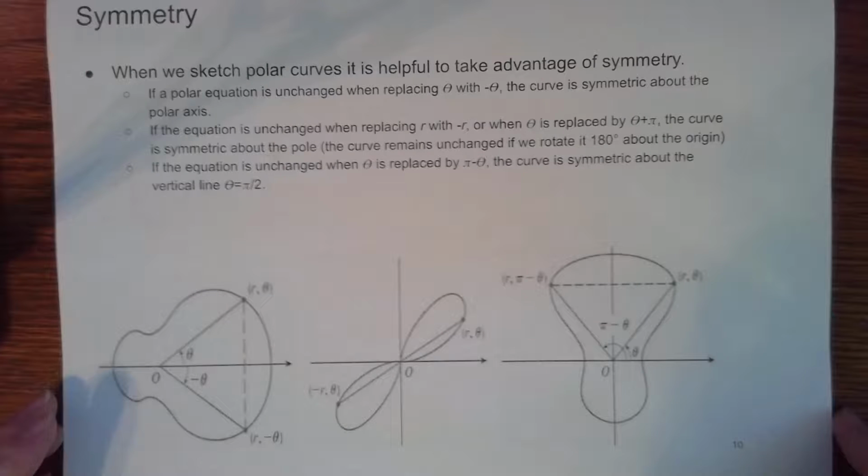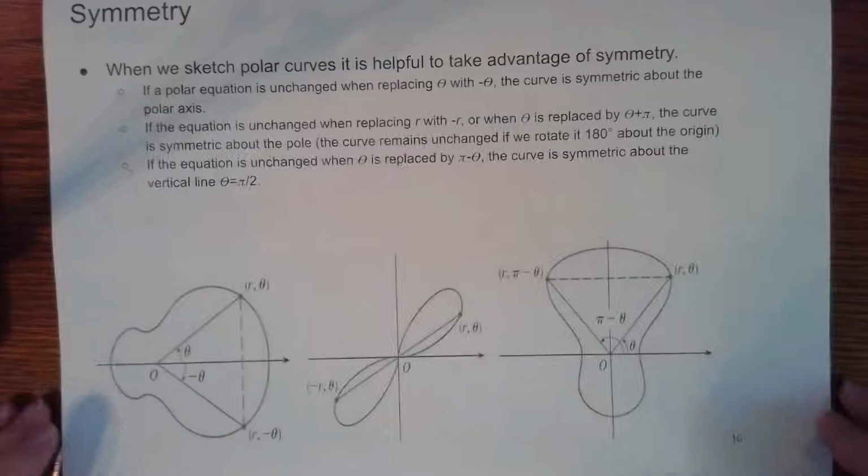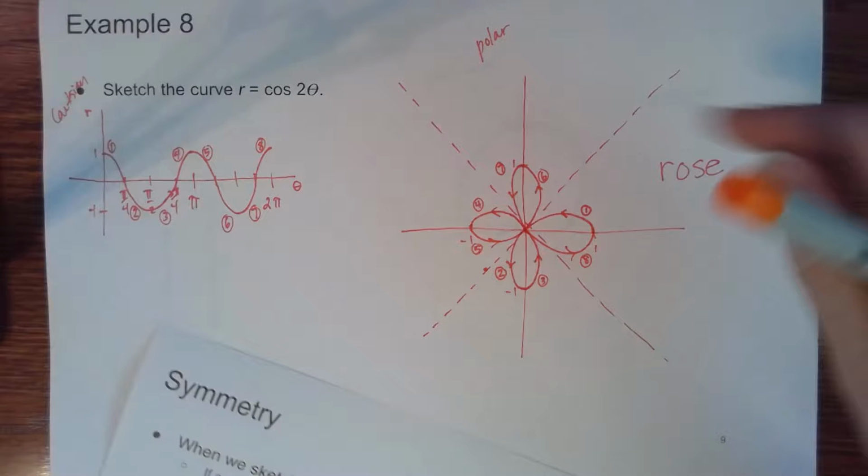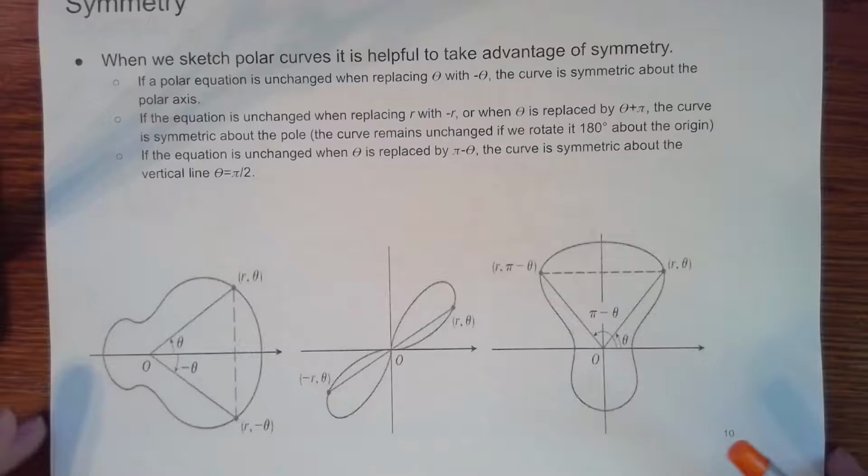Now, when we graph these polar curves, it's often advantageous to look at the symmetry that's there. That can help us figure out, if we thought about some of the symmetry, we might have only had to draw part of the curve, etc. Okay, so here are 3 different tests for how we can look at different kinds of symmetry.